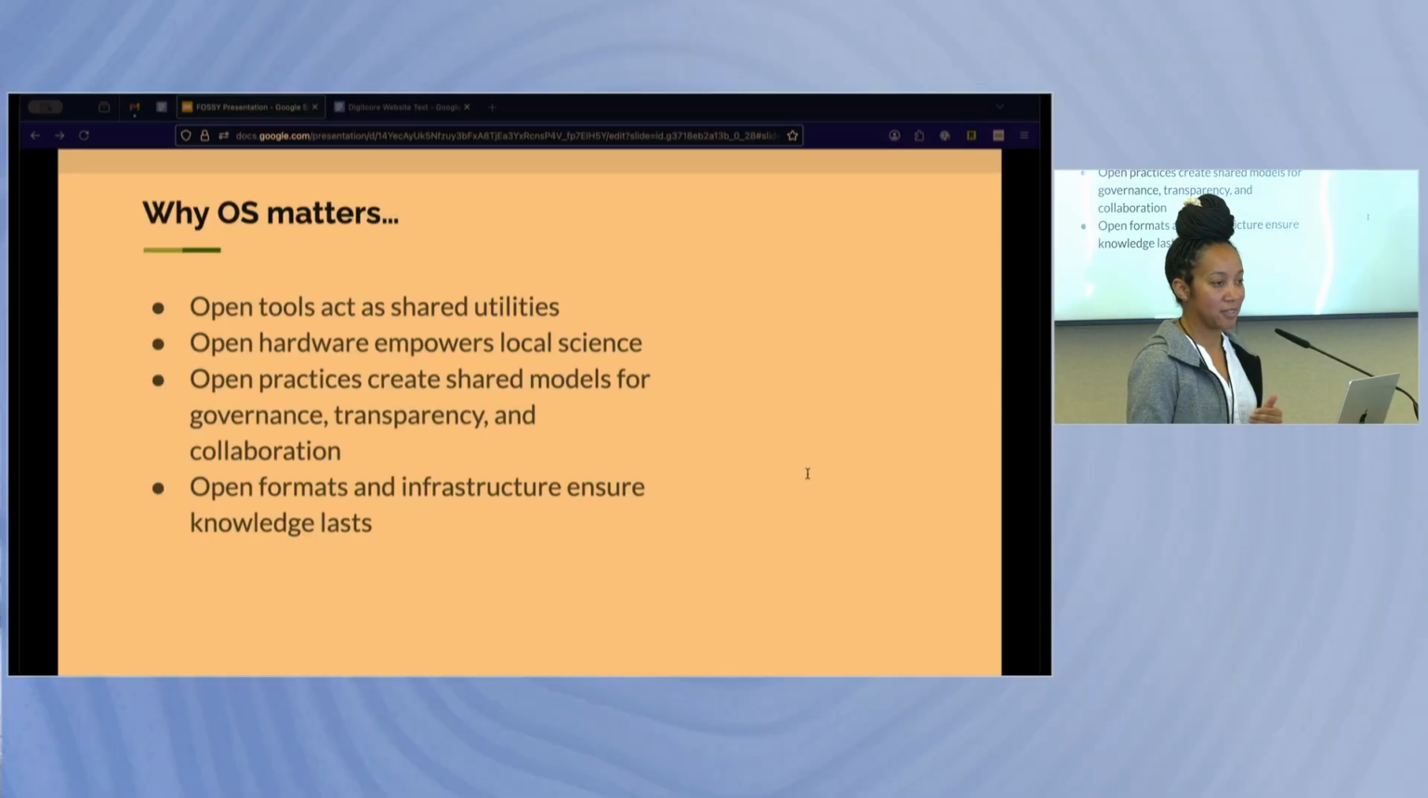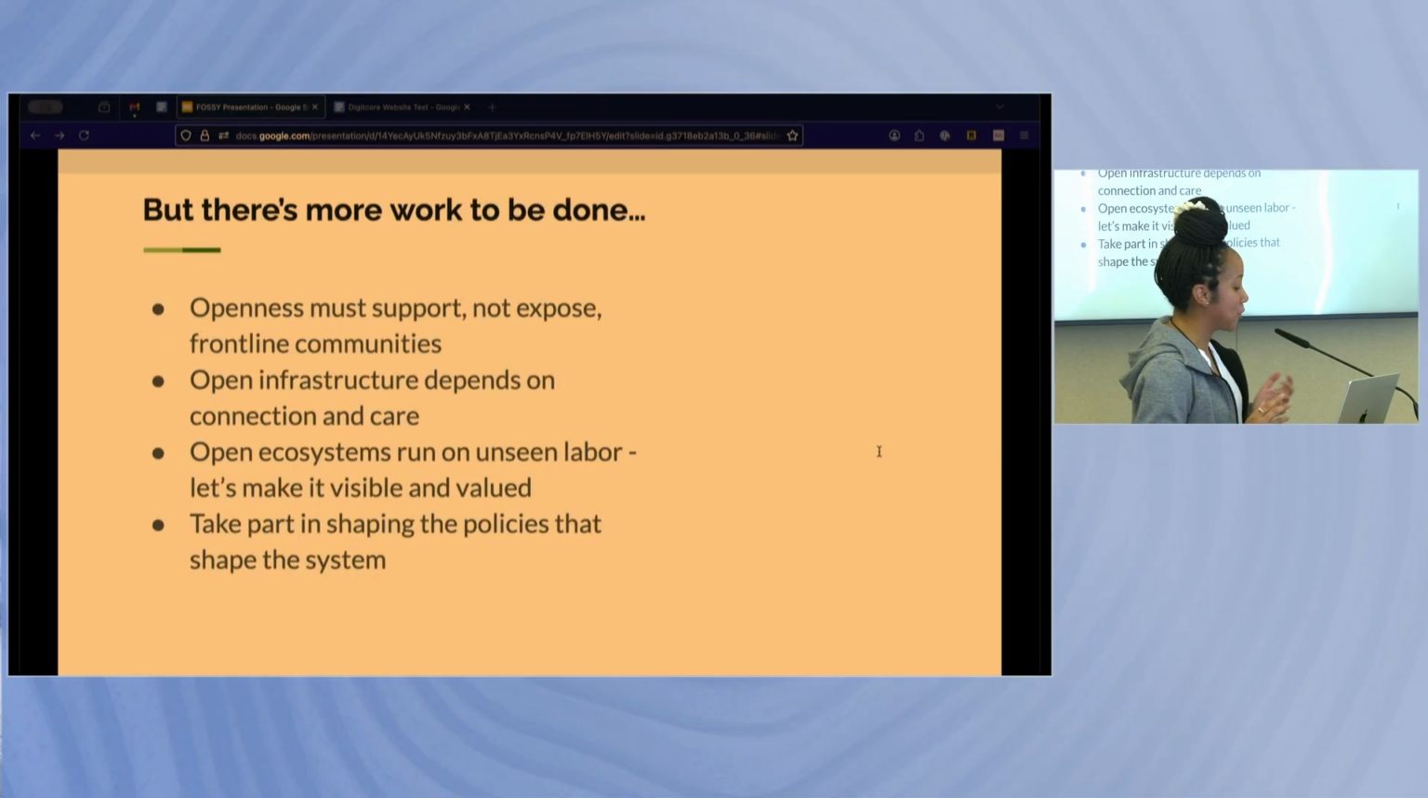We still have a lot of work to do. Some of the things are open tools that act as shared utilities, so we do need to continue to work on these things. Hardware and physical building blocks of science, tools like low-cost sensors, open hardware kits, etc., are still very necessary. I'll actually skip a few because I know I'm running on time. But lastly, there's still more work to do.